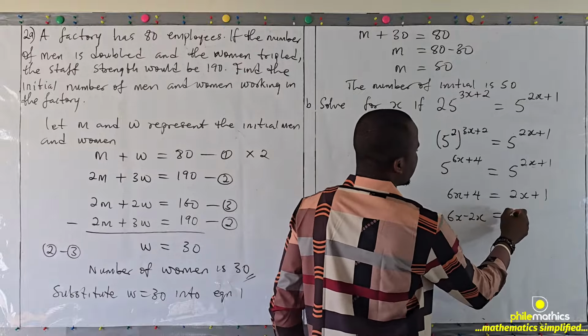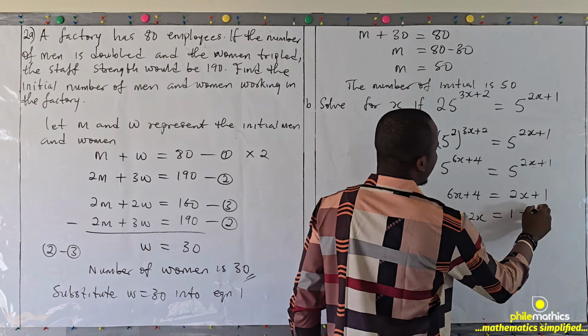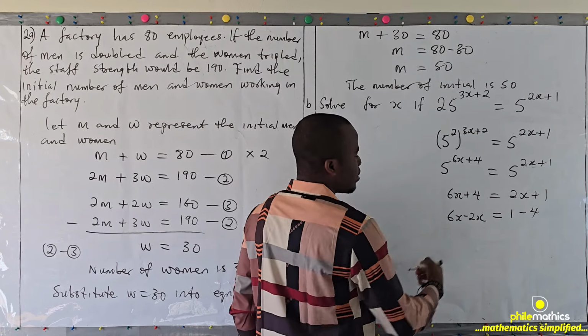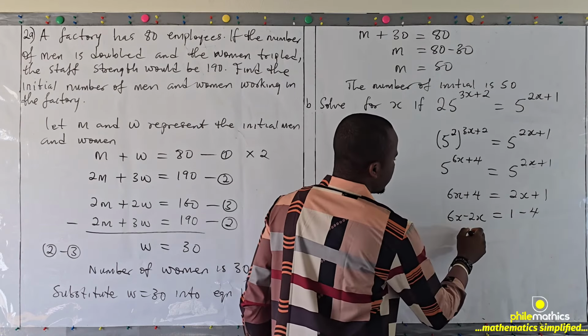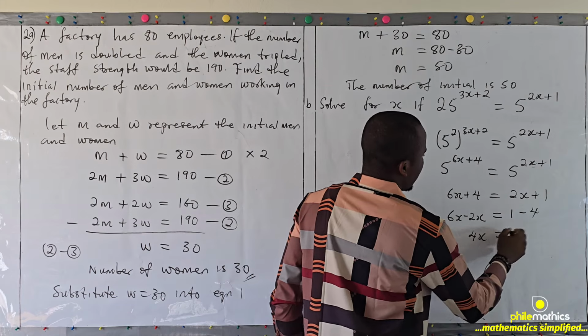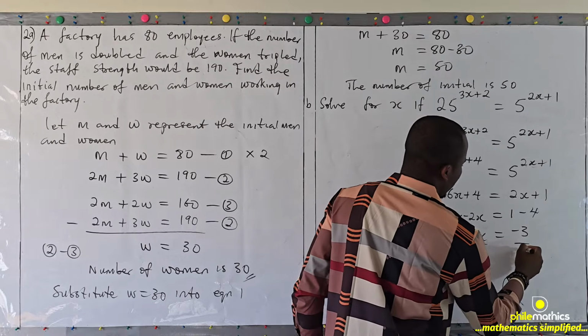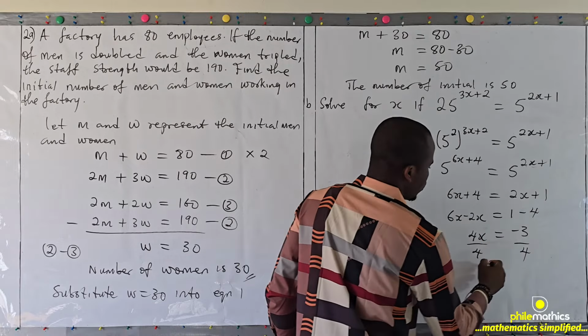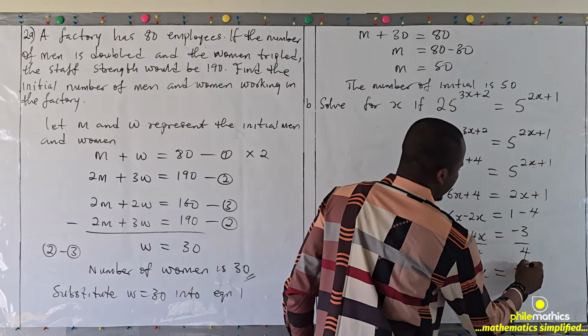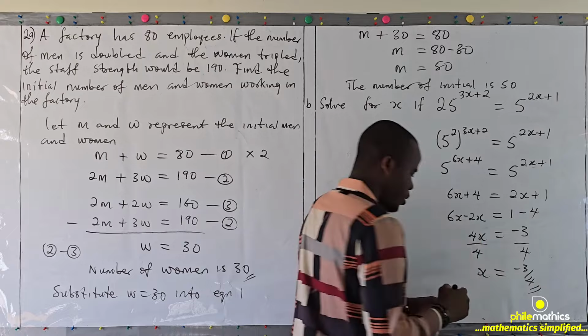Subtract 4 from both sides. This will be 1 minus 4. So this is 6x minus 2x is 4x. And this is minus 3. And divide both sides by 4 since I'm looking for x. So that my x will be minus 3 over 4.